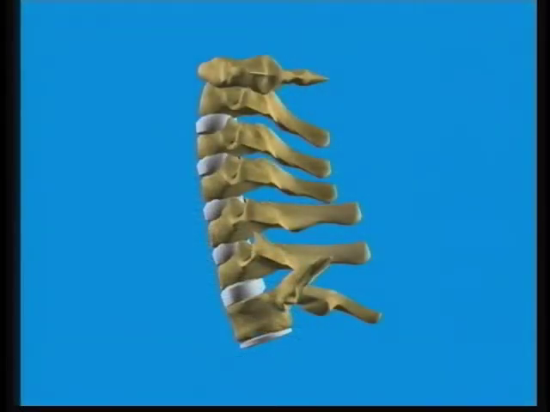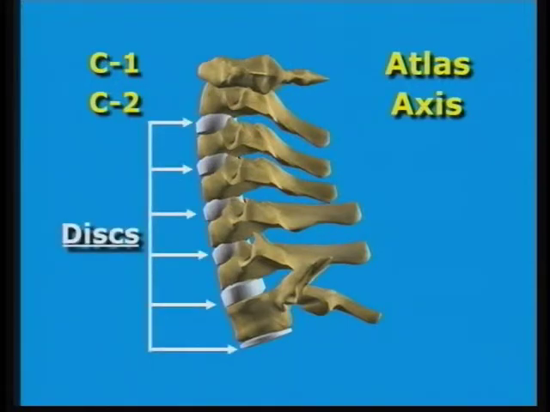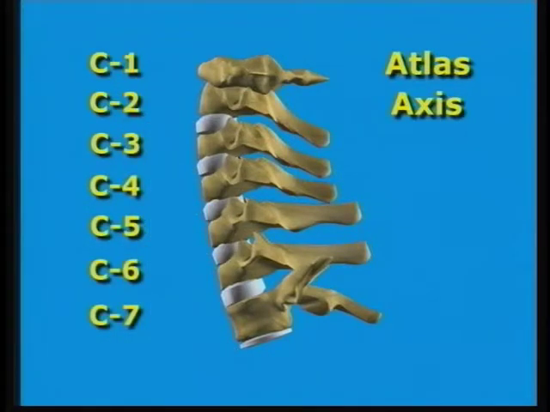The cervical spine is made up of 7 bones called vertebrae, or vertebral bodies. The uppermost vertebral body is the atlas and is often referred to as C1. The C2 vertebral body is the axis. The remaining 5 vertebral bodies are very similar and are separated by the discs, which act as shock absorbers. These are referred to as C3 through C7.